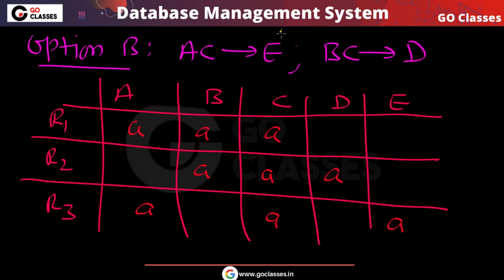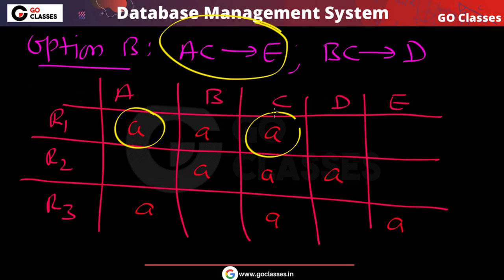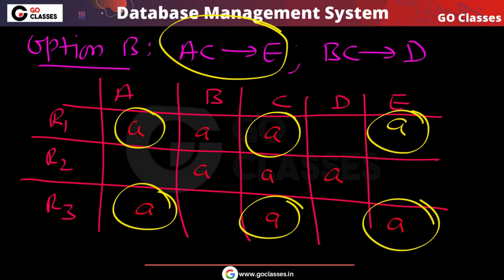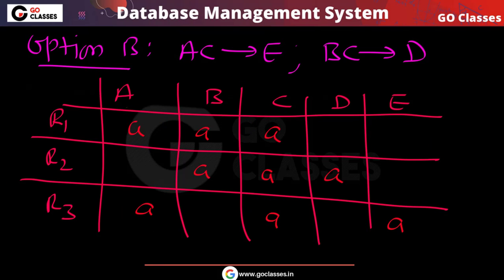You can notice that AC determines E. Whenever you can notice in the first row and the third row, the value of AC is same. So the value of E also must be same in the first and third row. So in this row and in this row, the value of this must be same. So I can say that this will be A. This is what we got.